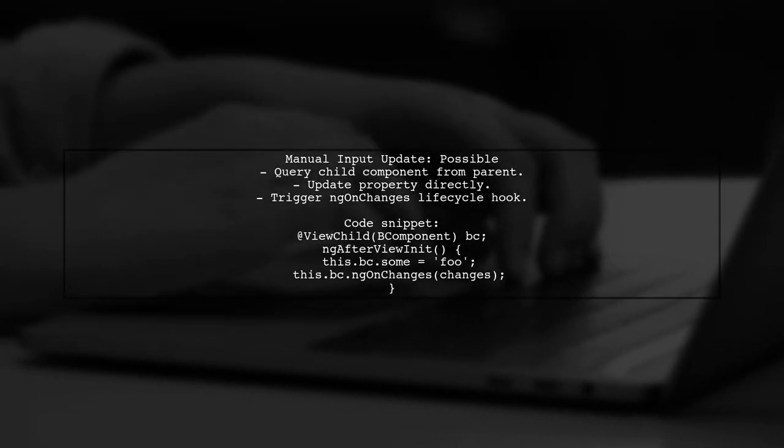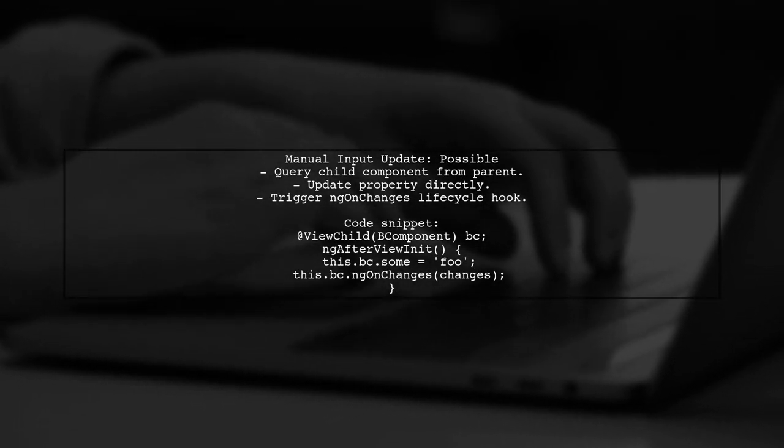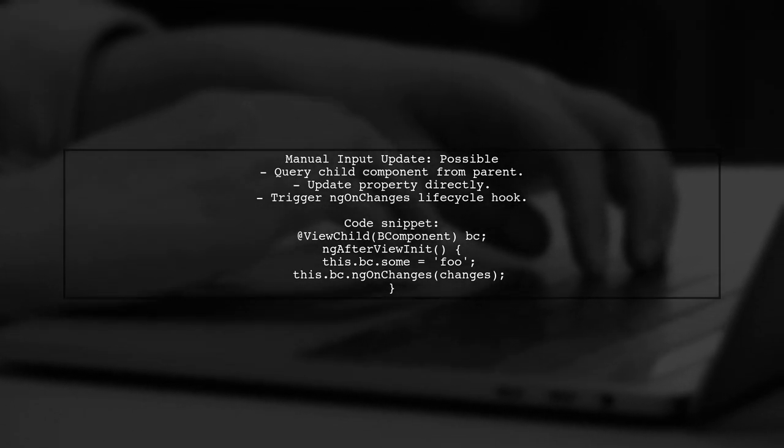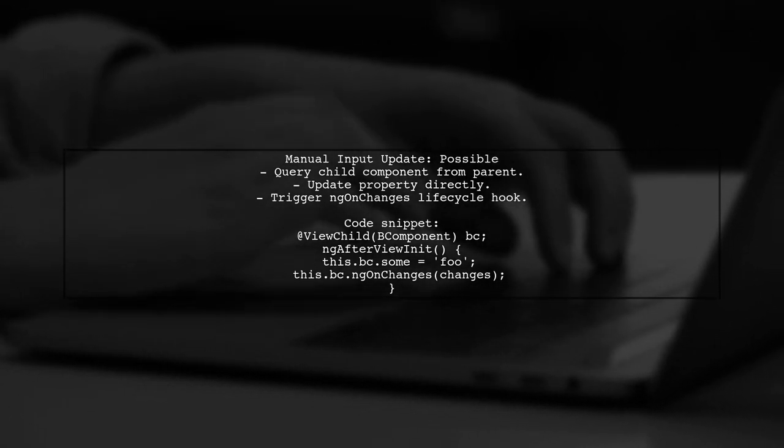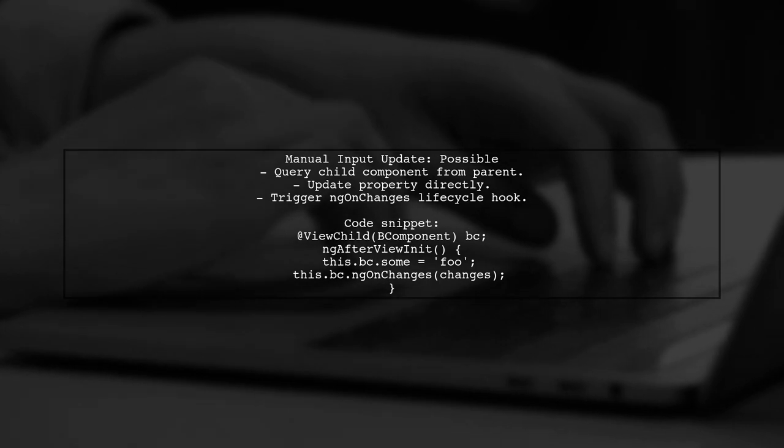However, you can manually update a child component's input from the parent component after the view initializes. This allows you to change the property and trigger the ngOnChanges lifecycle hook for the child component.